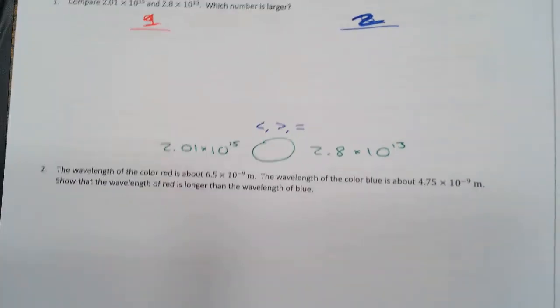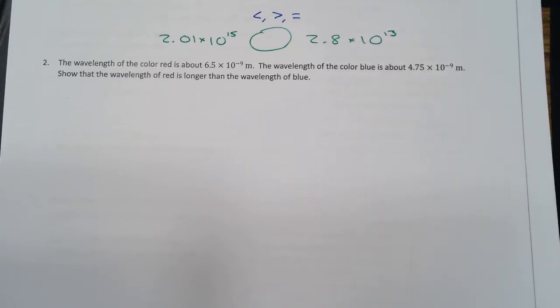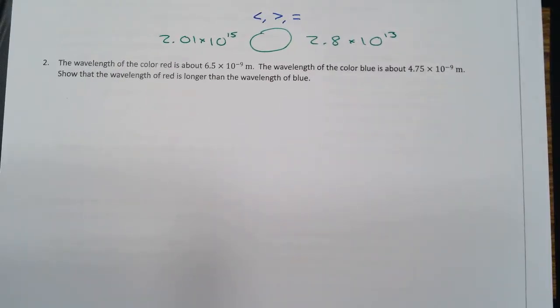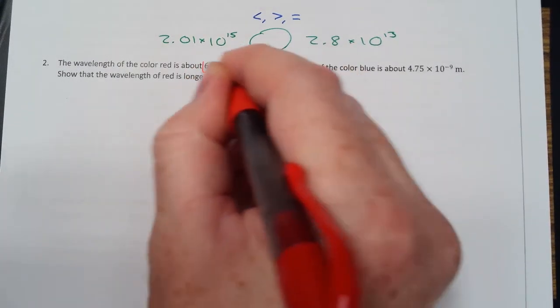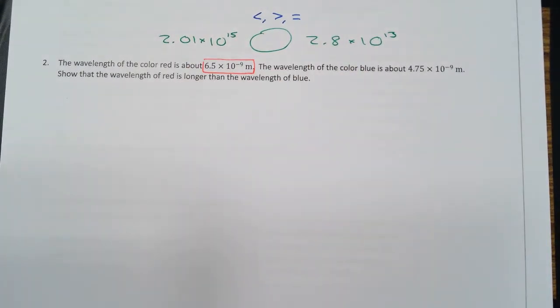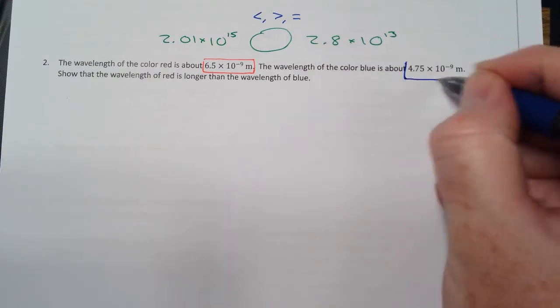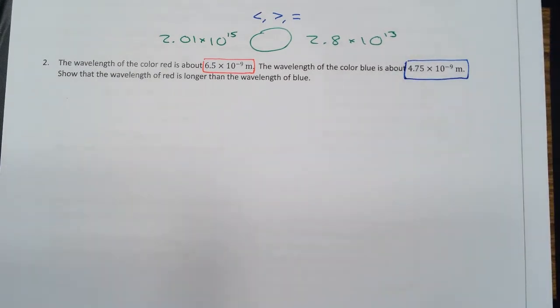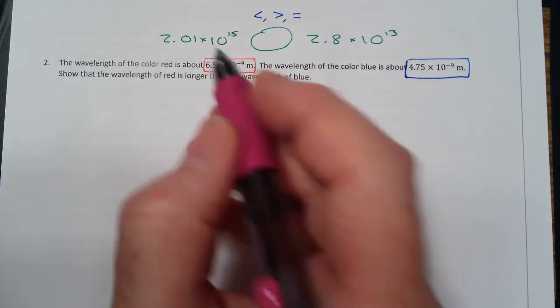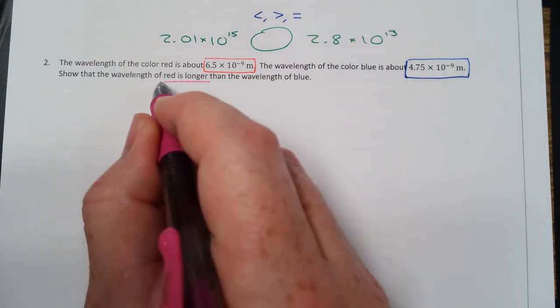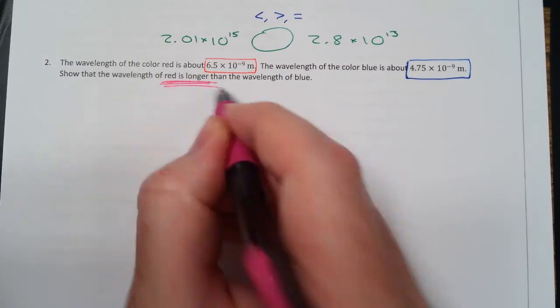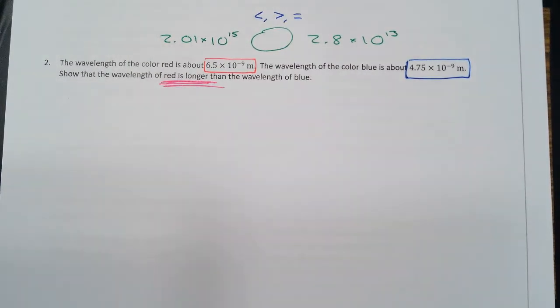For number 2, the wavelength of the color red is about this. That's the wavelength. The wavelength of the color blue is this. And then they want you to show me that the wavelength of red is longer. Can you show me that red is longer? How will you show this to me? What is your evidence? Can you explain why red is longer?